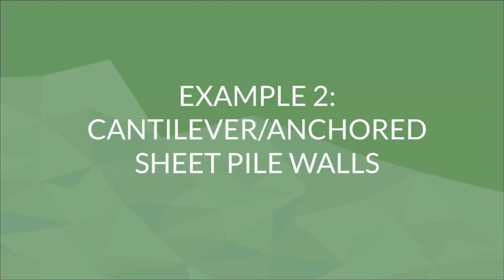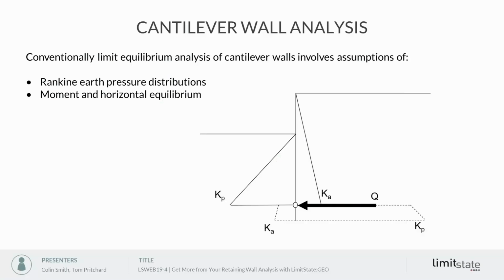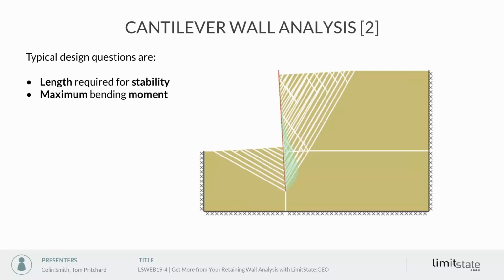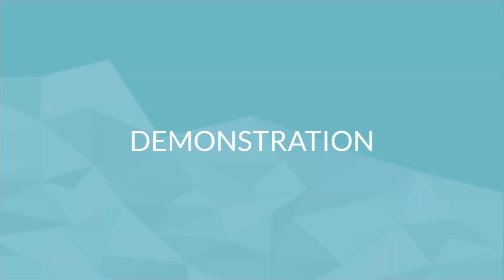We're now going to look at some cantilever walls and anchored and propped sheet pile walls. So conventionally, when we analyse that, we assume a Rankine earth pressure distribution, and we assume moment and horizontal equilibrium, and we can assess the stability of a wall, a cantilever wall, and determine a point of rotation. And our typical design questions might be: how long do we want the wall to be stable, and what's the maximum bending moment likely to be in that wall? So we'll have a look at how we can deal with that in the software.